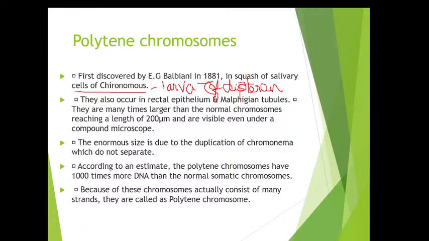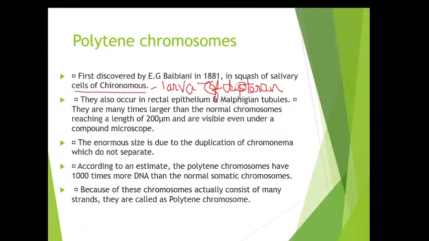The enormous size is because of the duplication of chromosomes, and polytene chromosomes have 1,000 times more DNA than the normal somatic chromosomes. That's why it is called polytene. Poly means many. It has 1,000 times more DNA than the normal somatic DNA, so they are called polytene chromosomes.